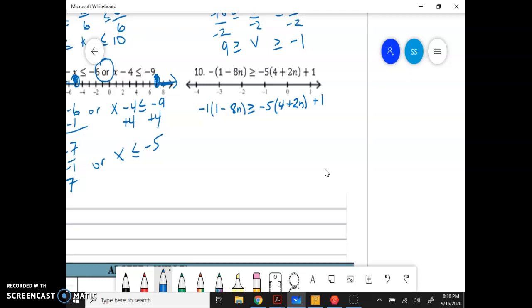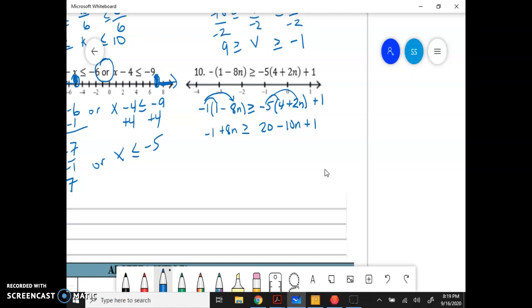Okay, so the first thing here, I mentioned before that we just want to switch the signs, but I'm going to go through and just go ahead and multiply the -1. So we have -1 times +1, that's -1. -1 times -8, that's +8. And drop down this greater than or equal to symbol and distribute this out as well. So -5 times 4 is 20, and -5 times 2n is -10n, and drop down this 1.